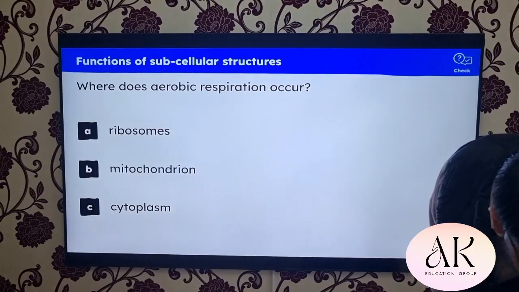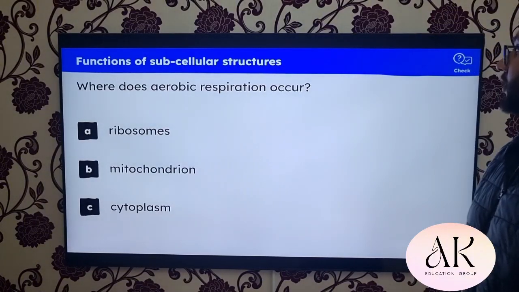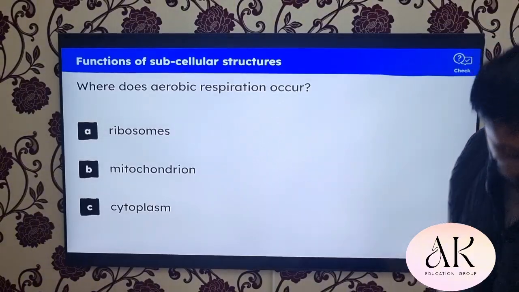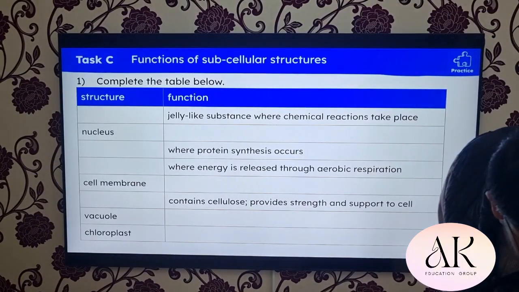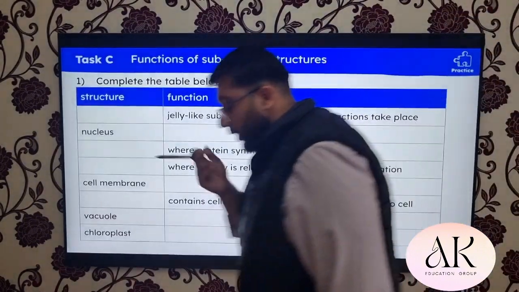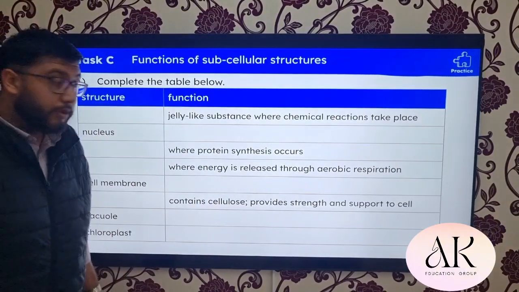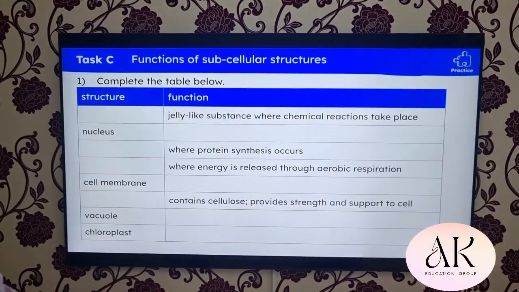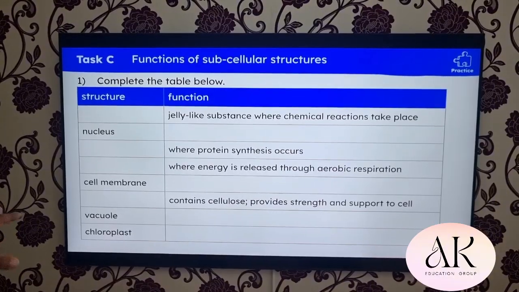Ribosomes. Fantastic. Where does aerobic respiration occur? Mitochondria. Right. You can complete these tables, guys. You can take a screenshot of these. I'll move out of the way so you can take a screenshot of them or pause the video and have a go at these, if you would like to.